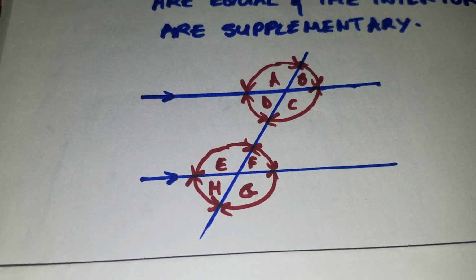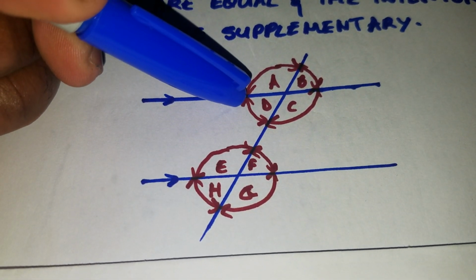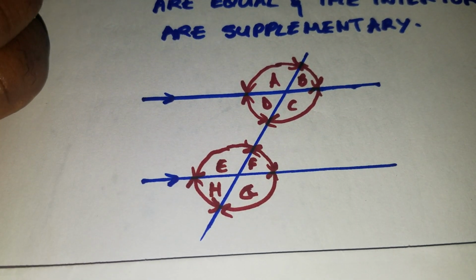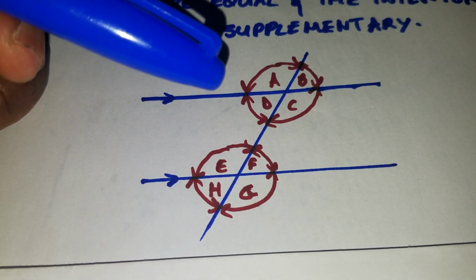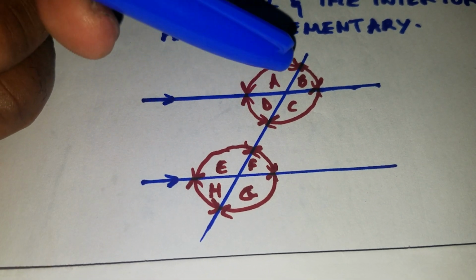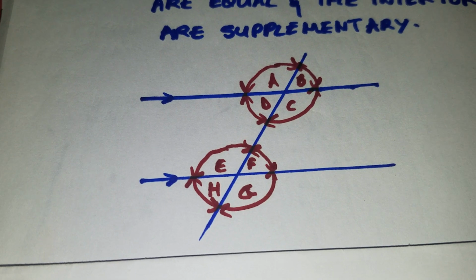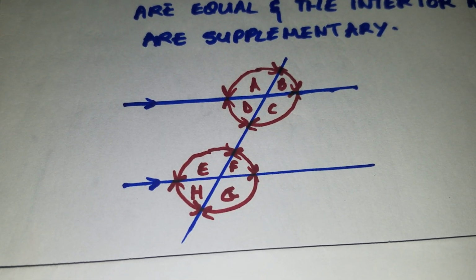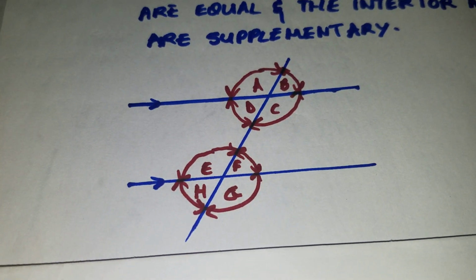Now as for the interior angles, we have D and E are the interior angles. And what did we say about the interior angles? They must be supplementary, meaning they must add up to 180. So therefore, D plus E is 180 degrees. And also C plus F must be 180 degrees. So this is what happens when we have two parallel lines cut by another line.